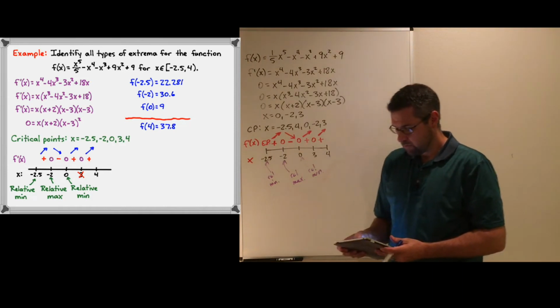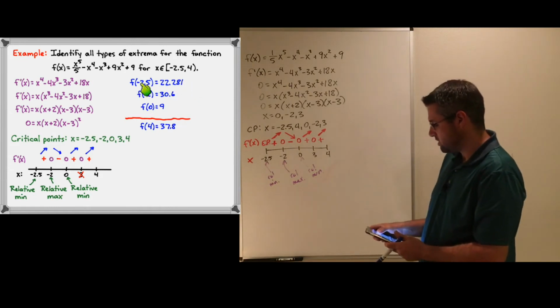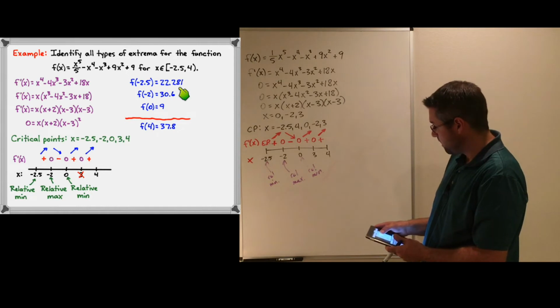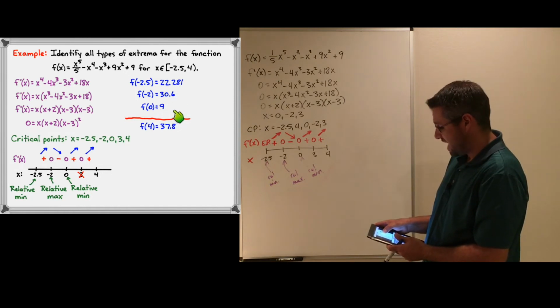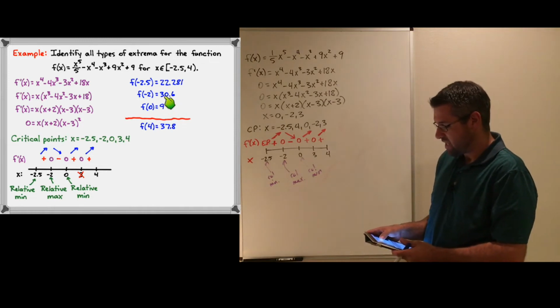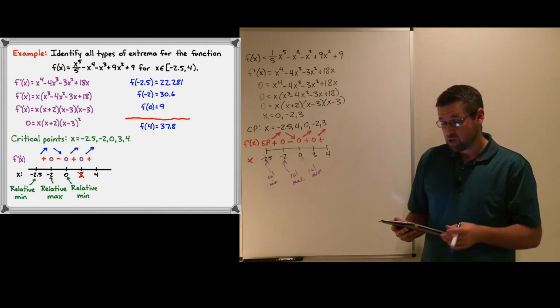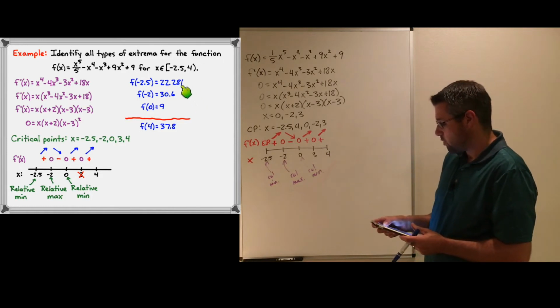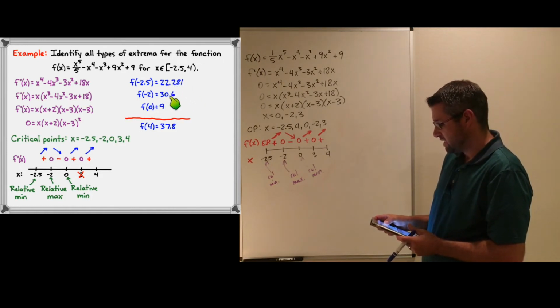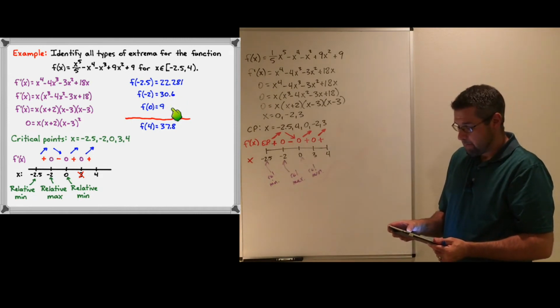So what I notice here is that between the relative minimums, we have a relative minimum of 22.281 and another relative minimum of 9. So that would imply that the lowest value is actually 9. So f of 0 is our absolute minimum. Now when we're talking about absolute maximum, our relative maximum was 30.6 right here, right? Relative maximum when x equals -2 is 30.6, but f of 4 was 37.8. So this value is greater than this value.